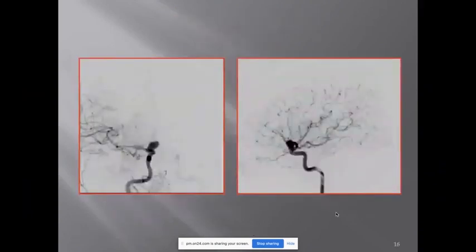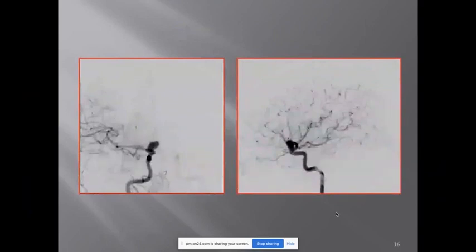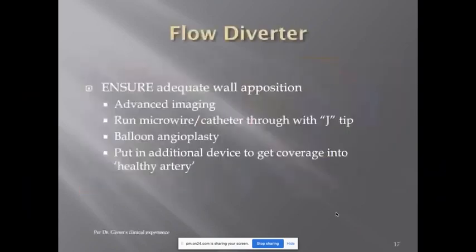So this is a different kind of additional ophthalmic aneurysm, elongated. Those slides didn't make it. This is one where I chose to include some adjunctive therapy and threw a couple of coils in. With flow diverters, one of the big things is definitely wall apposition. I think it's very easy early on to say, okay, I deployed it, it looks pretty good, I'm going to leave it alone. I don't want to do anything else.